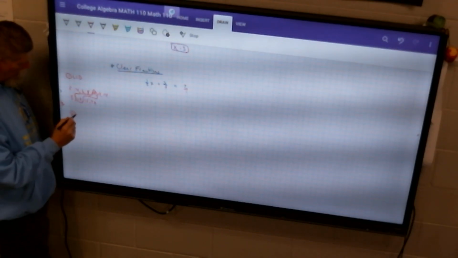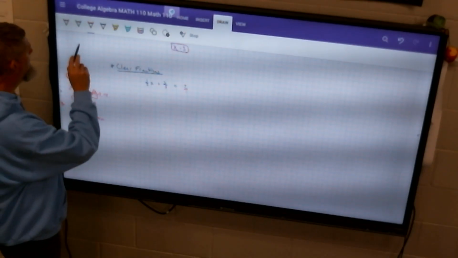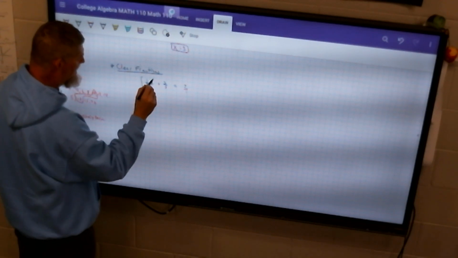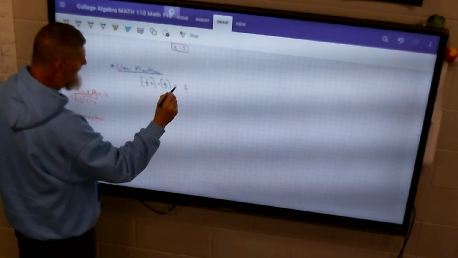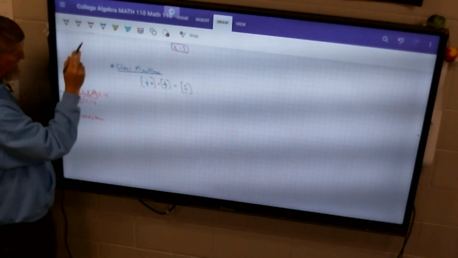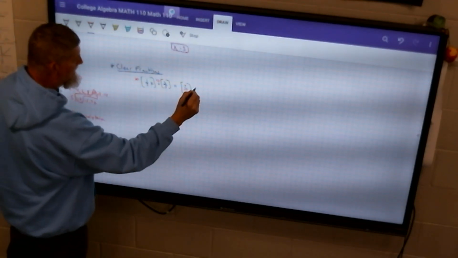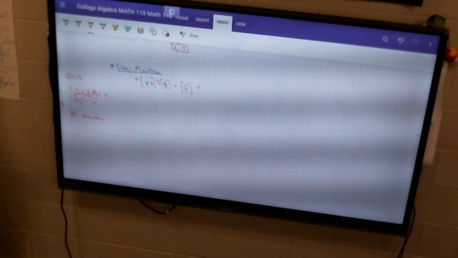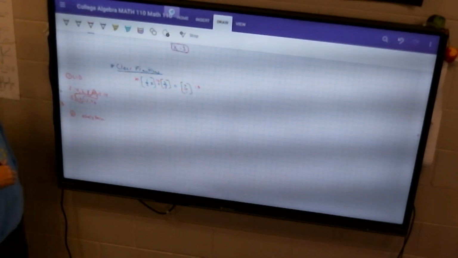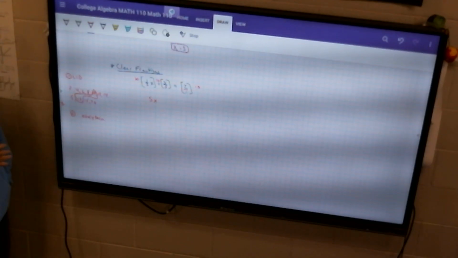Number 2, I multiply every term. So I come up here and I say, okay, I've got a term here, I've got a term here, and then I've got a term here. So I'm going to take each one of those and multiply by my least common denominator of 10. So times 10, times 10, times 10. Now, what is 10 times 1/2? Half of 10. 5. And my denominator is gone. I take 10 times 3/5. What's 10 times 3/5?